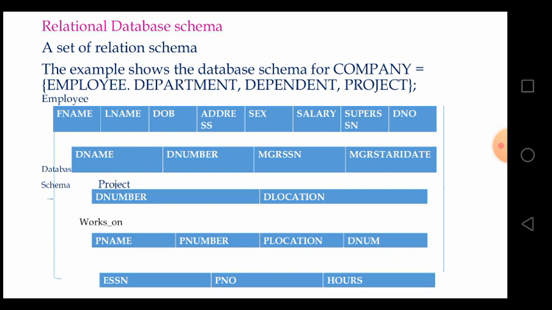Next, relation instance. What is a relation instance? A tuple at a specific moment of time. For example, branch is the relation name, and branch number, street, city, postal code, that means PIN, are the attributes of branch.